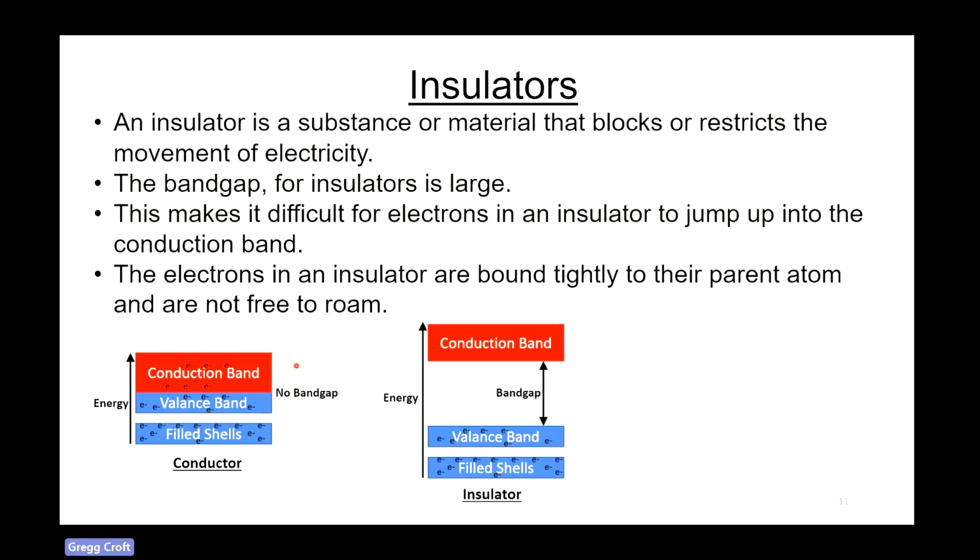Insulators, on the other hand, are materials that block or restrict the movement of electricity. If I drew the same diagram for an insulator, notice the band gap between the valence band and the conduction band is really big. This really prevents the valence band electrons from hopping up into the conduction band. This means the valence band electrons are bound very tightly to their parent atom, so they're really not free to roam at all.